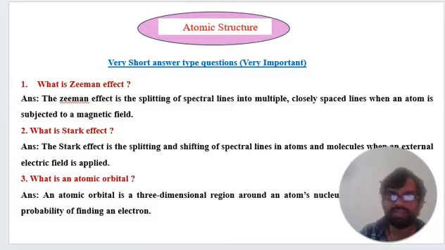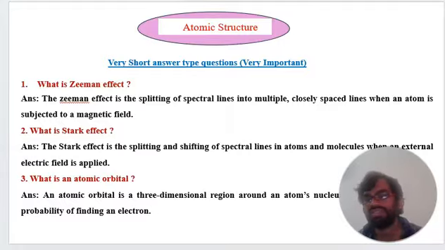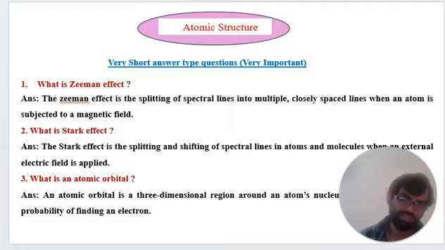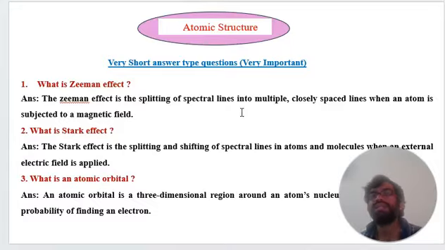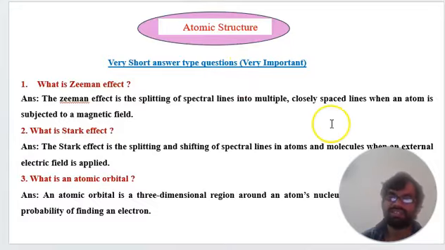Now we come to our first unit, atomic structure. You can see a few very short answer questions, and they are very important. The first one is: what is the Zeeman effect? This is a very repeated question. The Zeeman effect is the splitting of a spectral line into multiple closely spaced lines when an atom is subjected to a magnetic field.